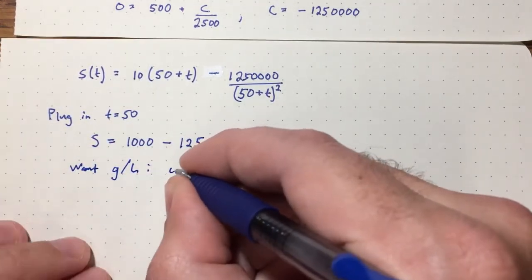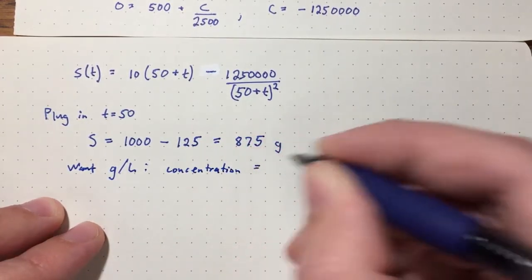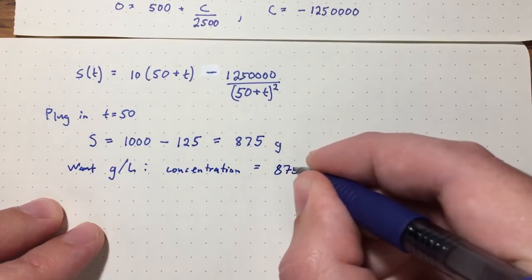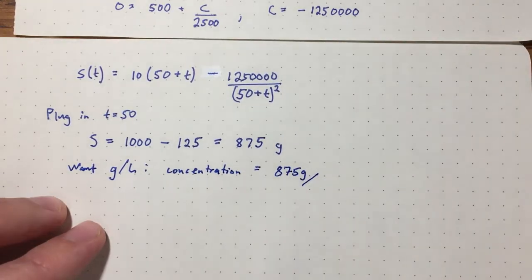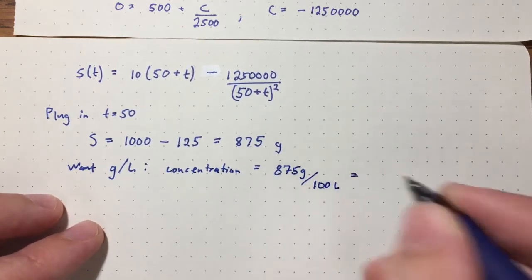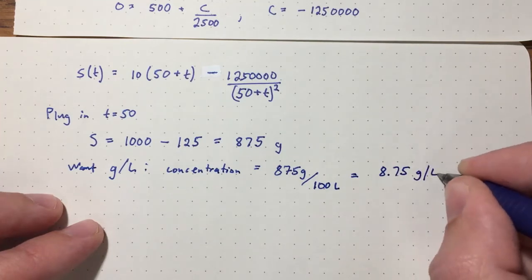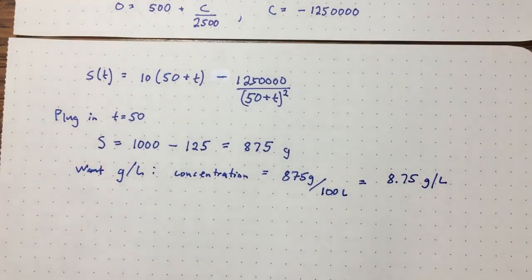So the concentration is going to equal 875 grams of salt per how many liters? Well, there'll be 100 liters of water when the tank is full. So we get 8.75 grams per liter as our salt concentration.